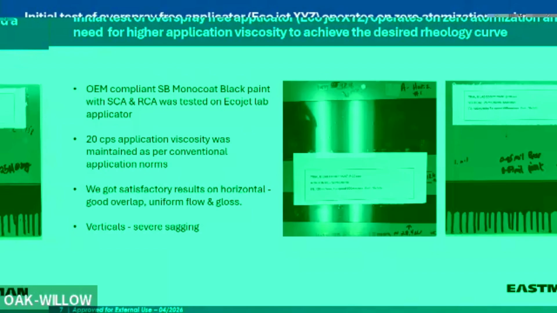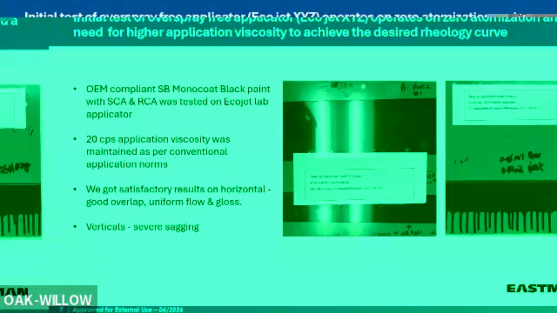Second thing, before we even started formulating the paint, we wanted to see how this applicator behaves because this is a different applicator. It is not like a traditional applicator. So we took a conventional monocoat paint, added a little bit of extra SCA and a little bit of RCA to the formula, and we did just one first trial to see how this behaves. This was the result. If you look at it, the flow and leveling is pretty good on this panel, but the sagging is still bad.